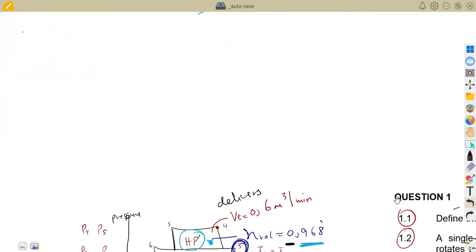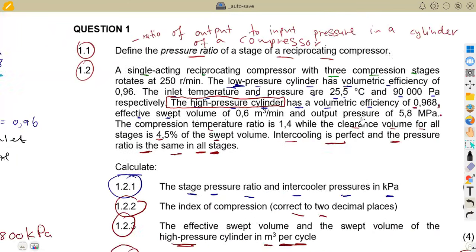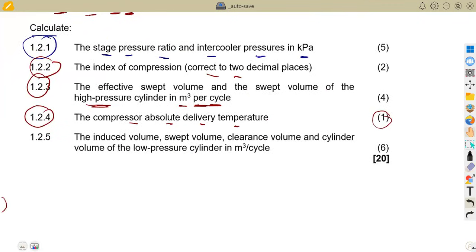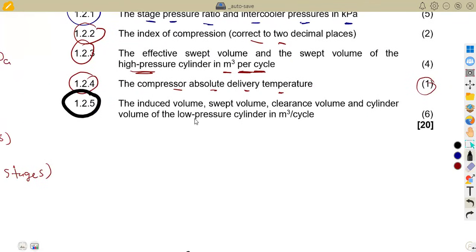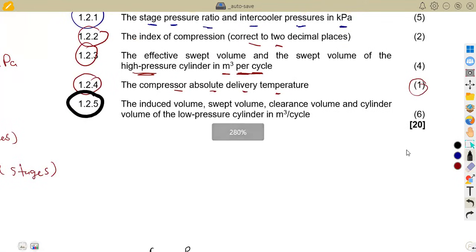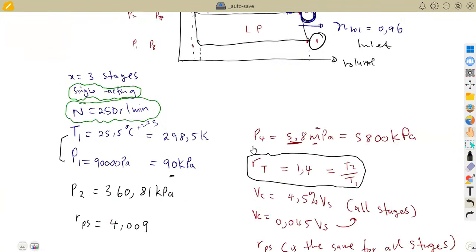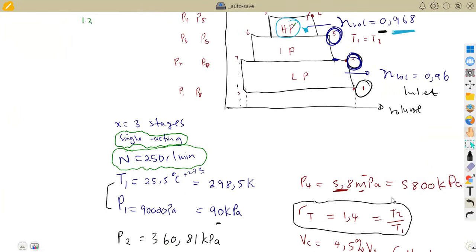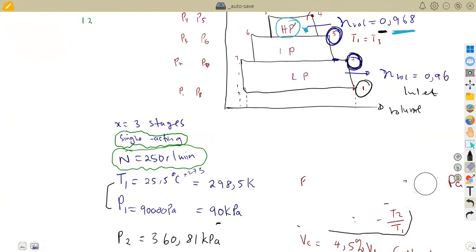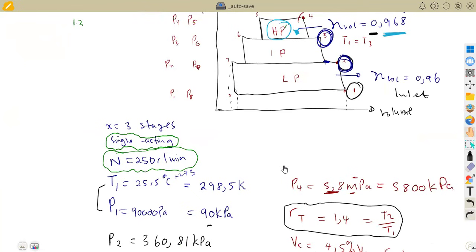Another part, which is actually the last part, has 6 marks there. They want us to calculate the induced volume, swept volume, clearance volume, and the cylinder volume of the low pressure cylinder in cubic meters per cycle. Take note, in cubic meters per cycle. I explained about this part, but they are saying for the low pressure, meaning we are working with this one. I'm just going to remove these values we already know. These ones we need.